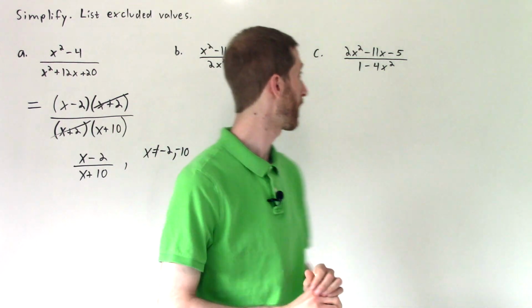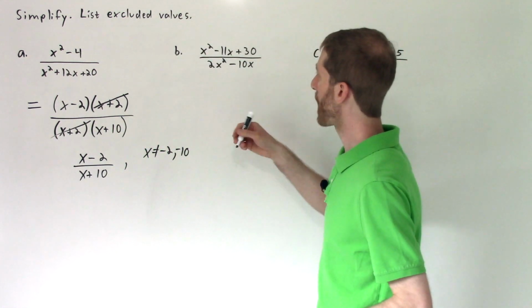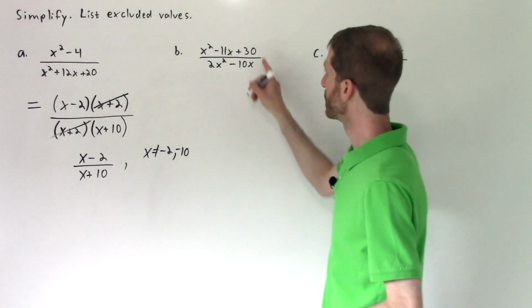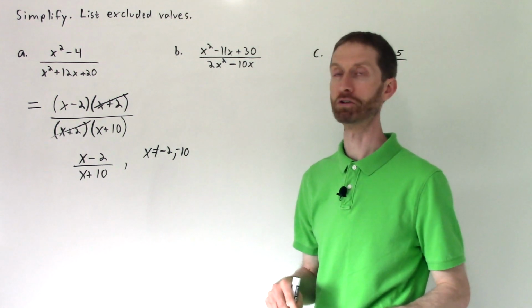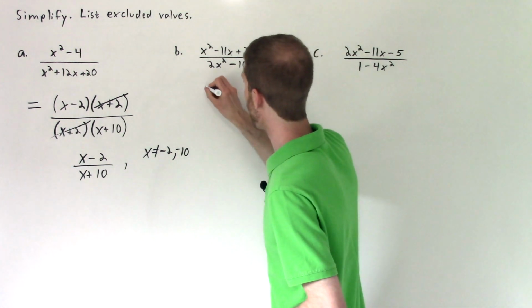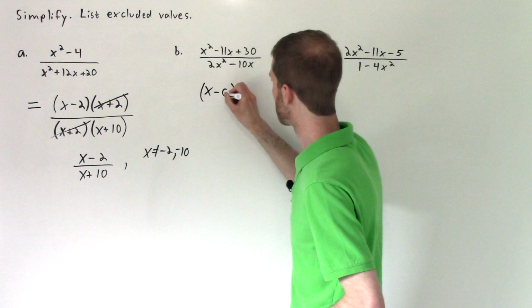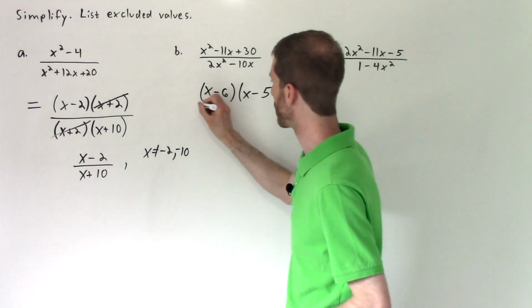Very important. Okay, so letter B, let's factor away. We'll factor the numerator and denominator. For the numerator, we're asking what multiplies together to give us 30 and combines to give us negative 11. Those factors would be x minus 6 and x minus 5, because negative 6 times negative 5 is positive 30. Add them together and you get negative 11.